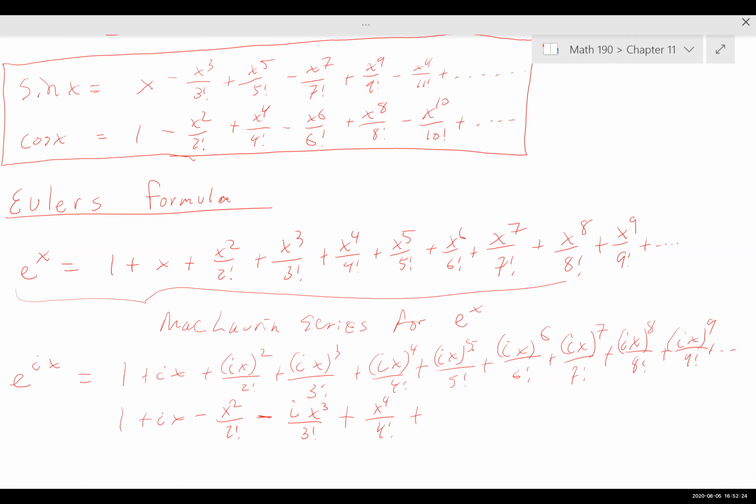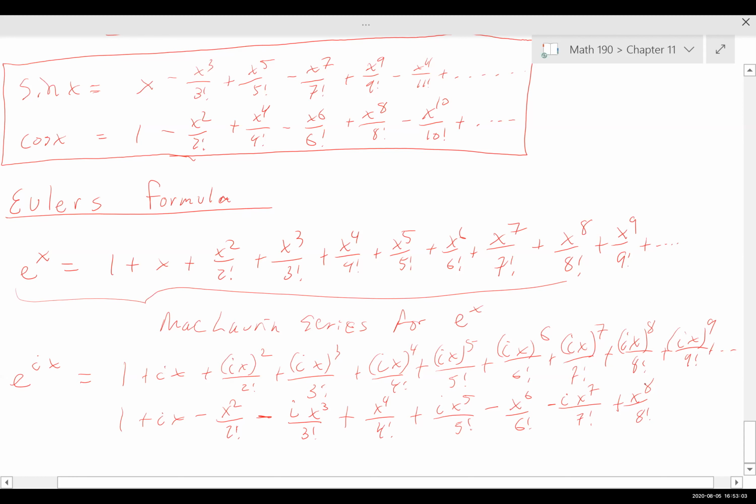It's just i, so this is i x to the 5th over 5 factorial. Plus, this is going to be a -1, so this is minus x to the 6th over 6 factorial. This is going to be, sorry, no, this is minus i x to the 7th over 7 factorial. The 8th power is just 1, so this is plus x to the 8th over 8 factorial.